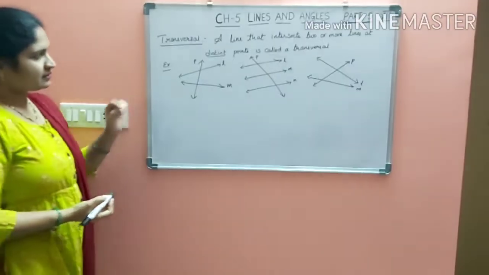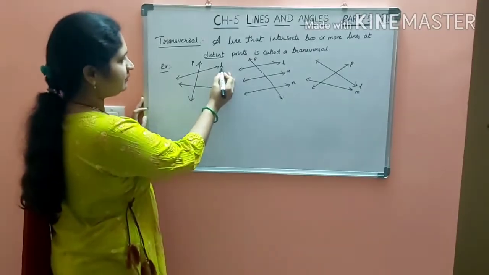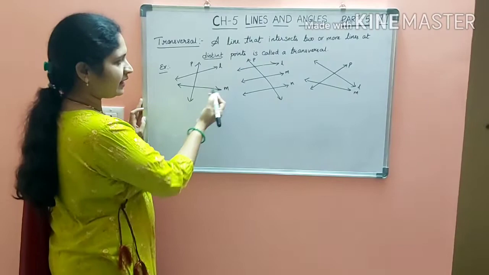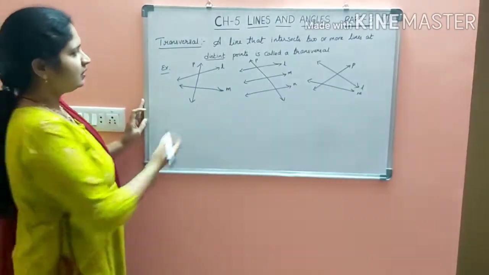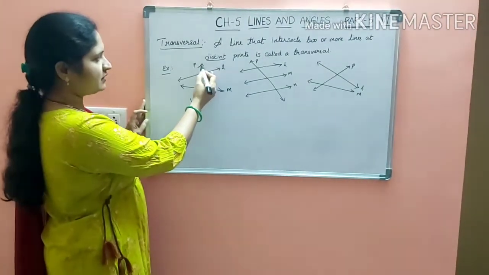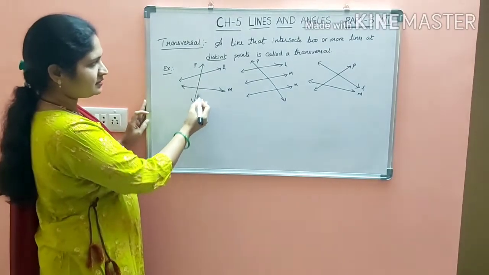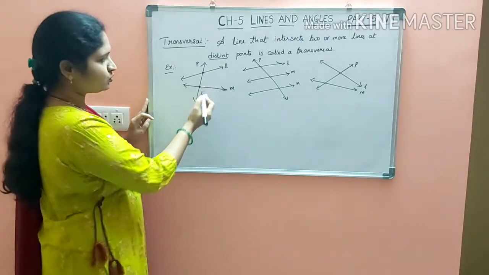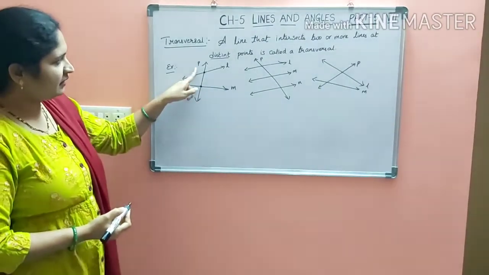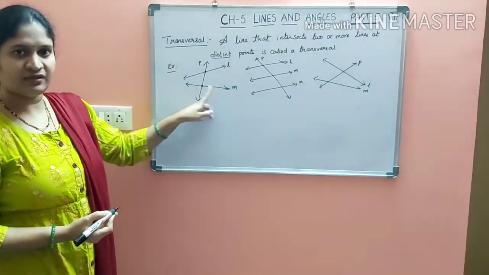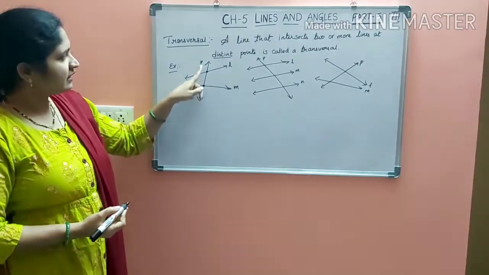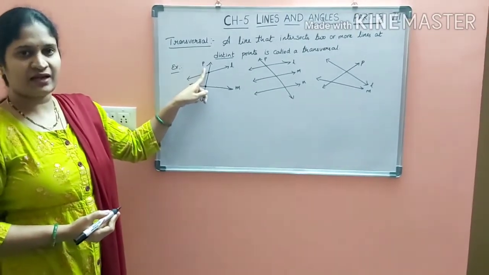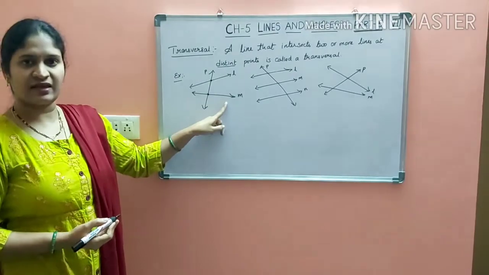Children, let us see this example. In this, I am taking a line L and line M here. Another line P passes through these two lines L and M, and it is intersecting at two distinct points. This P intersects L and M at distinct points. Then we can say that this P is the transversal for these two lines L and M.